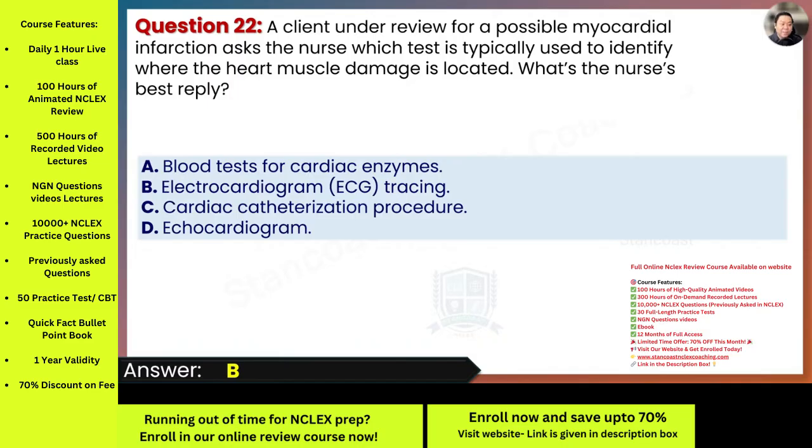All right. Now, what about letter D, echocardiogram? This is a test that provides valuable information about the function of the heart and can also show wall motion abnormalities caused by the ischemia or the infarction, but it does not directly locate where the infarct is. It's useful though for assessing the extent of damage after an MI, but it doesn't have the precision of an ECG when it comes to pinpointing the exact area of myocardial injury. And so we don't have a better option here than letter B.